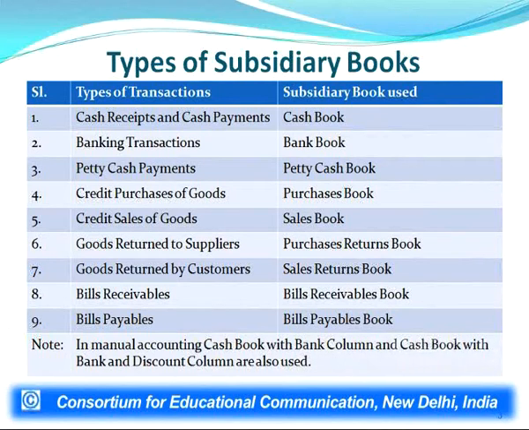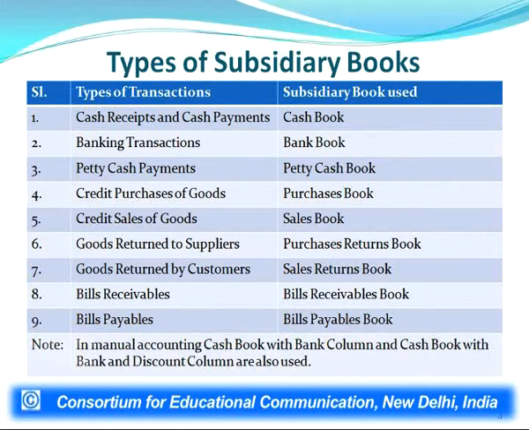And as we told you in the last session, we prepare different types of books: for cash receipts and cash payments, cash book; for banking transactions, bank book; petty cash book for petty expenses; purchase book for credit purchase of goods; sales book for credit sale of goods; purchase return book for the goods returned to supplier; and sales return book for the goods returned by the customers. And bills receivable and bills payable books are prepared respectively for bills receivable, negotiable instruments, and bills payable.